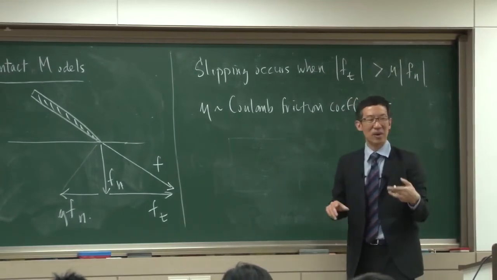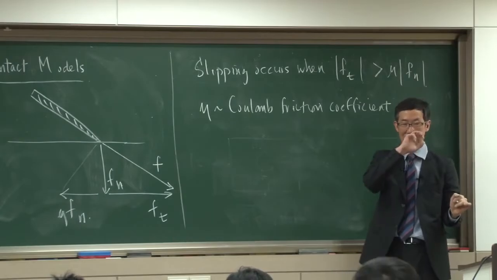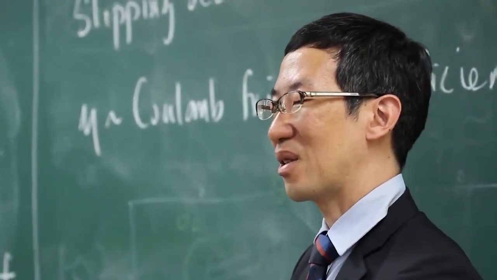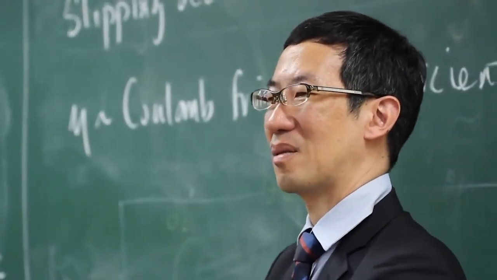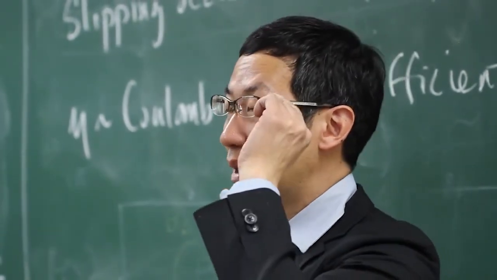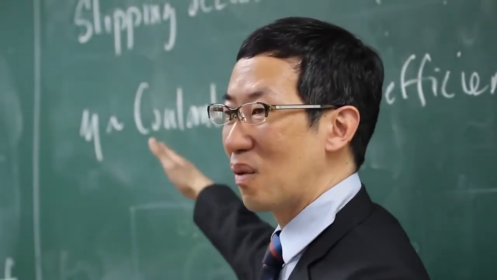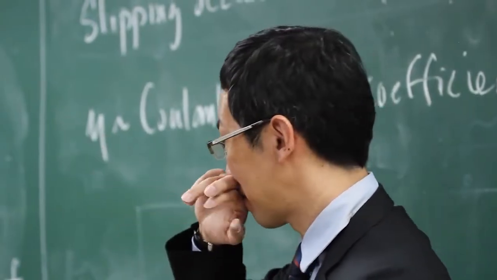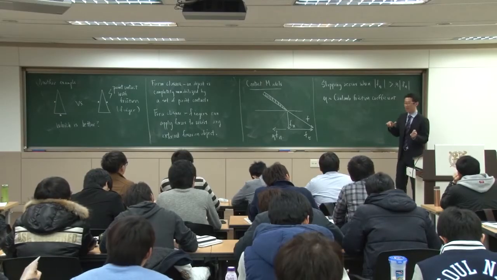Friction is a very complicated thing. There's static friction, there's rolling, all kinds of different friction models. We're just going to use a very simple Coulomb friction. It's good enough for our purposes.